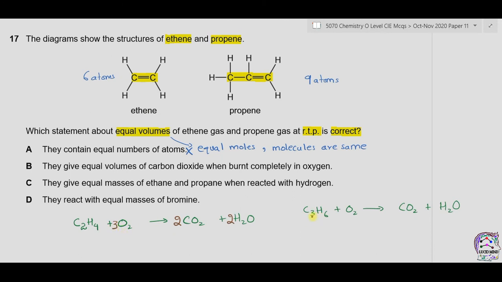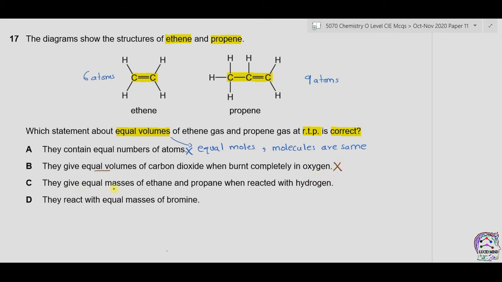Similarly, for propene, there are 3 carbon atoms on the reactant side, so we can write 3 with the product and 3 with hydrogen to make it 6. Now there are 6 and 3, 9 oxygen atoms on the product side, so we can write 9 by 2 with oxygen. So now 1 mole of ethene burns to produce 2 moles of carbon dioxide, while 1 mole of propene burns to produce 3 moles of carbon dioxide. So the volumes of carbon dioxide formed are not equal, therefore B is incorrect.